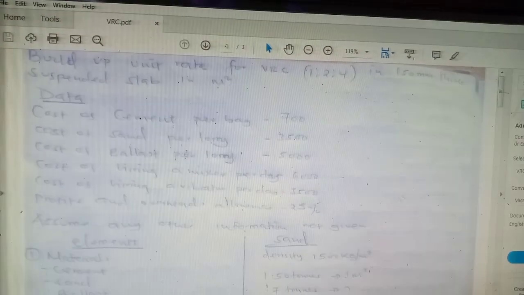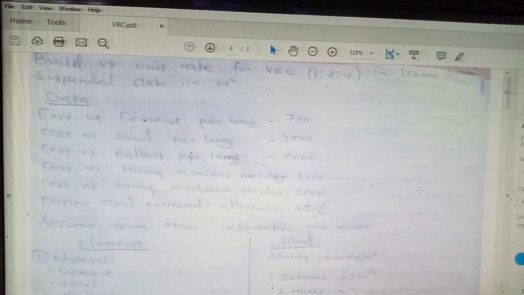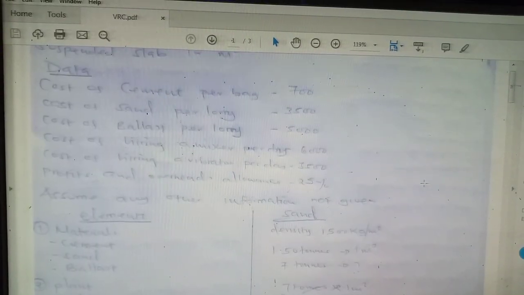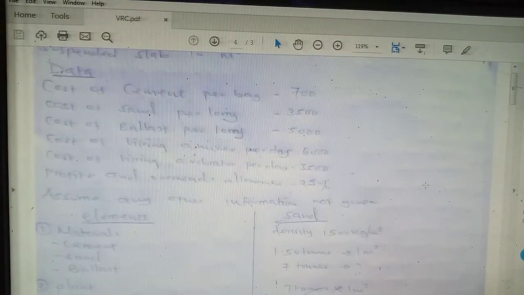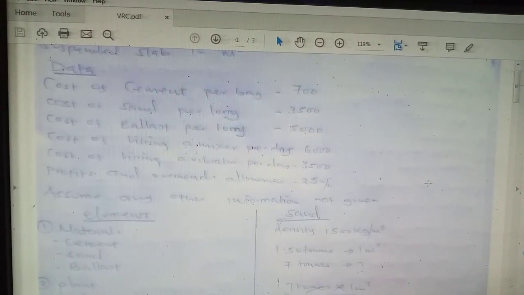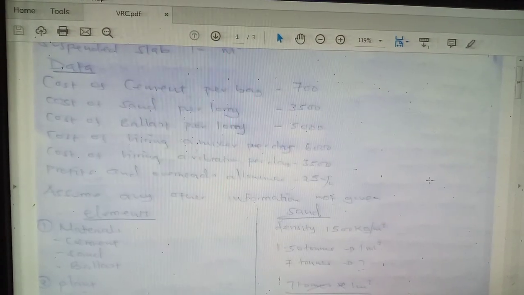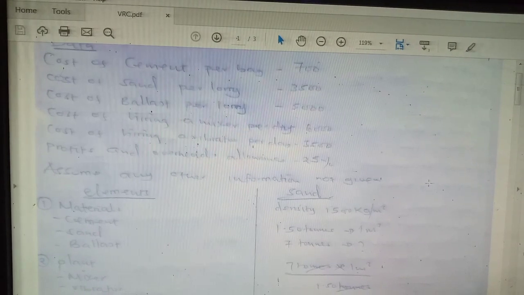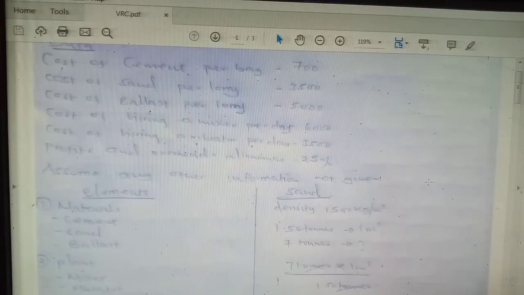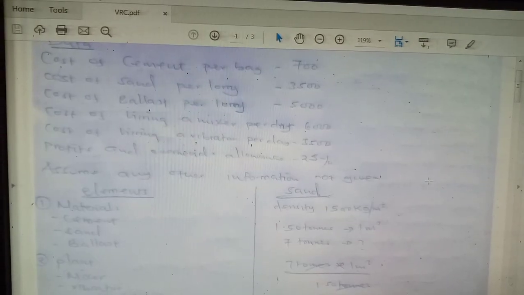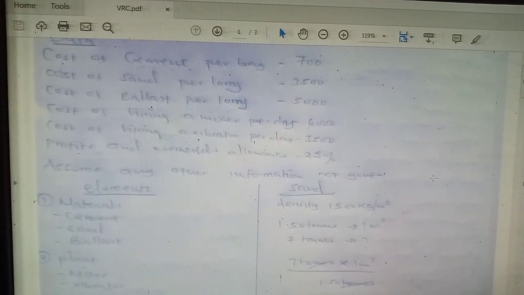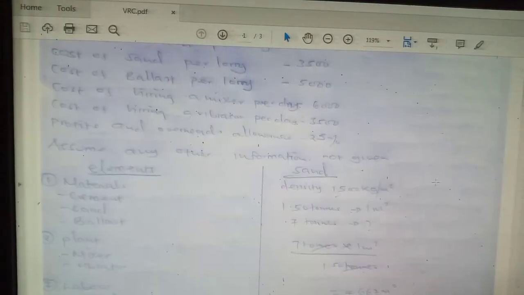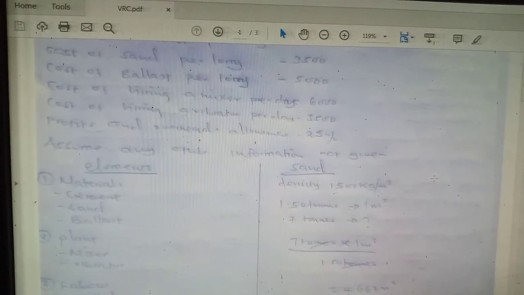The data that we are given: cost of cement per bag is 700 shillings. Cost of sand per lorry is 3,500. Cost of ballast per lorry is 5,000. Cost of hiring a mixer per day is 6,000. Cost of hiring a vibrator per day is 3,500. Profits and overheads allowance we've been given to be 25%. Then we are told to assume any other information not given.